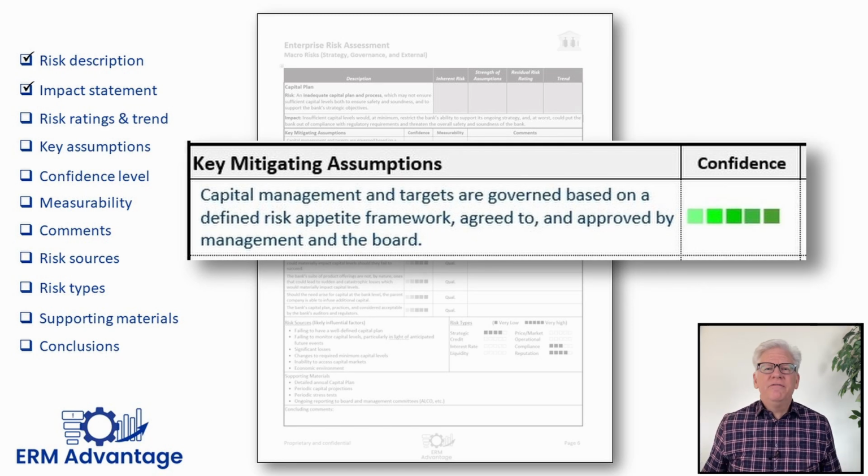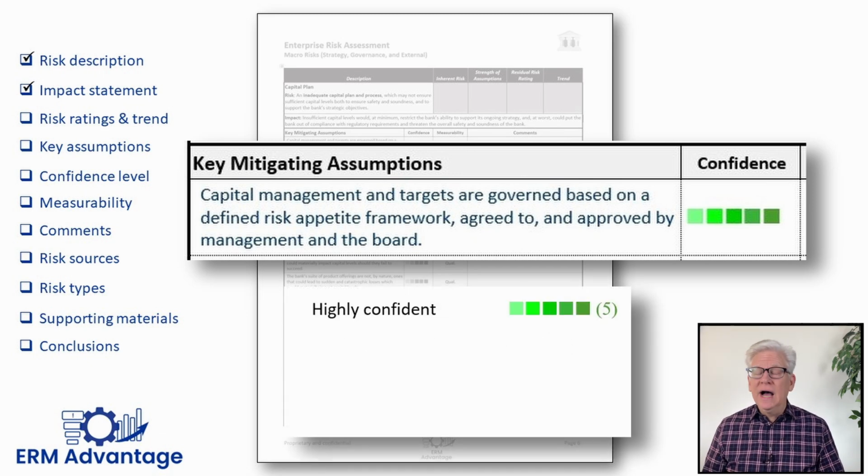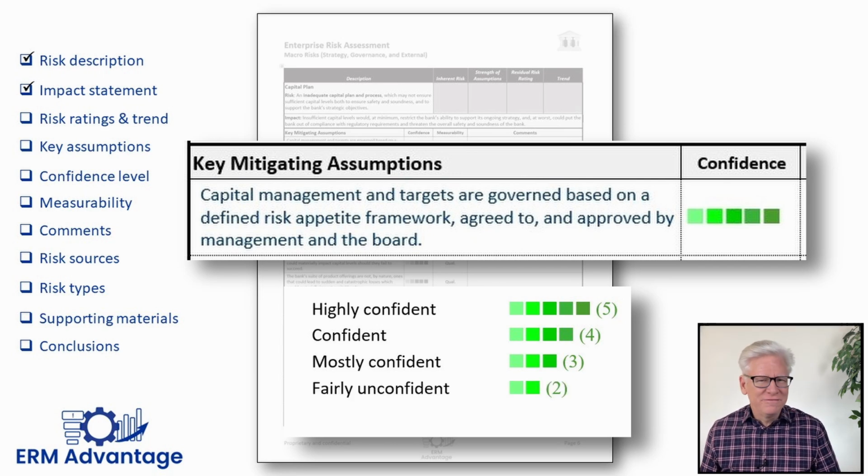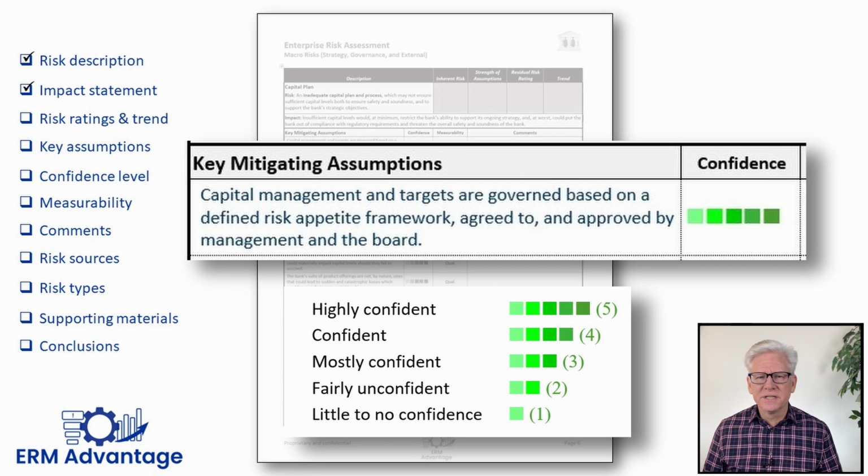Next, and this is simple enough, we have a confidence rating, represented here by these colored boxes. Now, this just simply represents a 5-point scale. You could do the same thing with rating values, low, medium, high, or a number 1 through 5. But in this case, I just find some value in representing the information visually, and we'll see why in a minute. So the way to think about these strength indicators is basically defined as 5 meaning highly confident, 4 confident, 3 mostly confident, 2 fairly unconfident, and 1 little to no confidence.